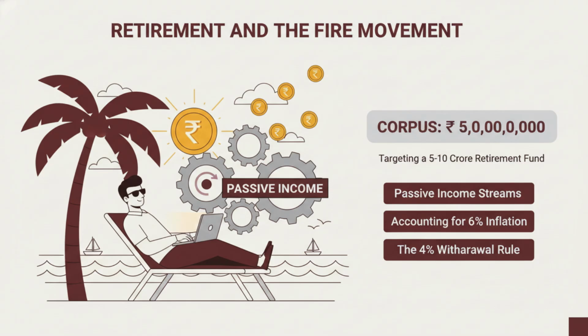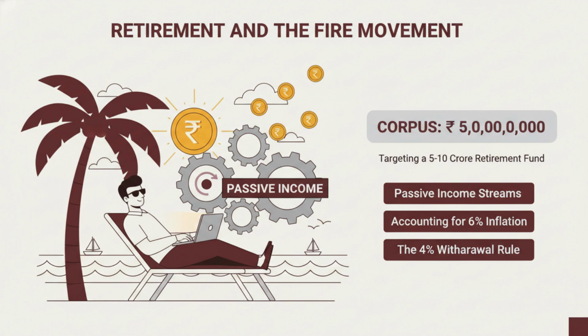The concept of retiring at 60 is slowly becoming old-fashioned. Many youngsters today are aiming for FIRE, financial independence, retire early. But for that, you need to account for the silent killer called inflation. If your monthly expenses are 50,000 today, after 20 years, with 6% inflation, you will need nearly 1.6 lakhs for the same lifestyle.